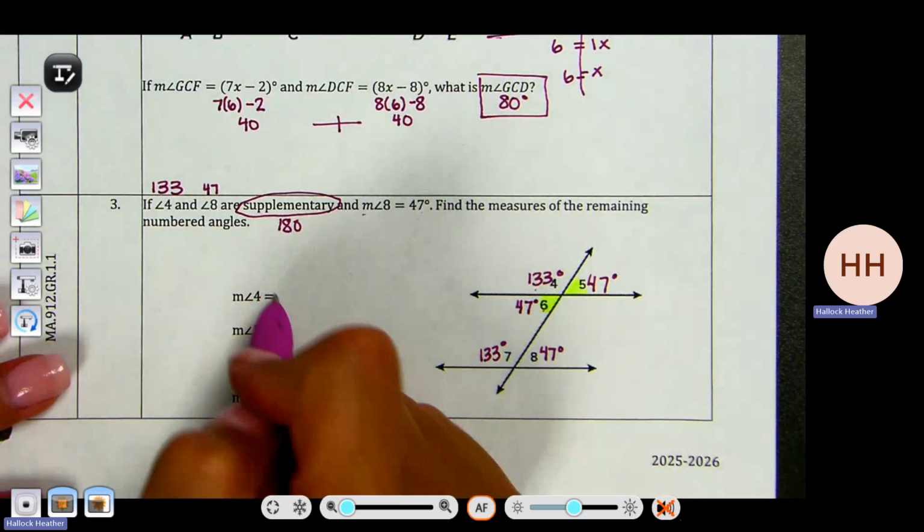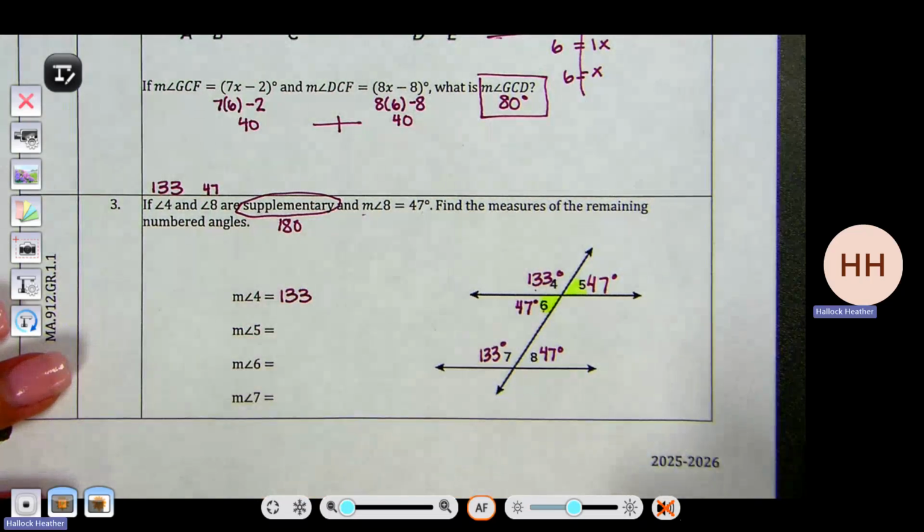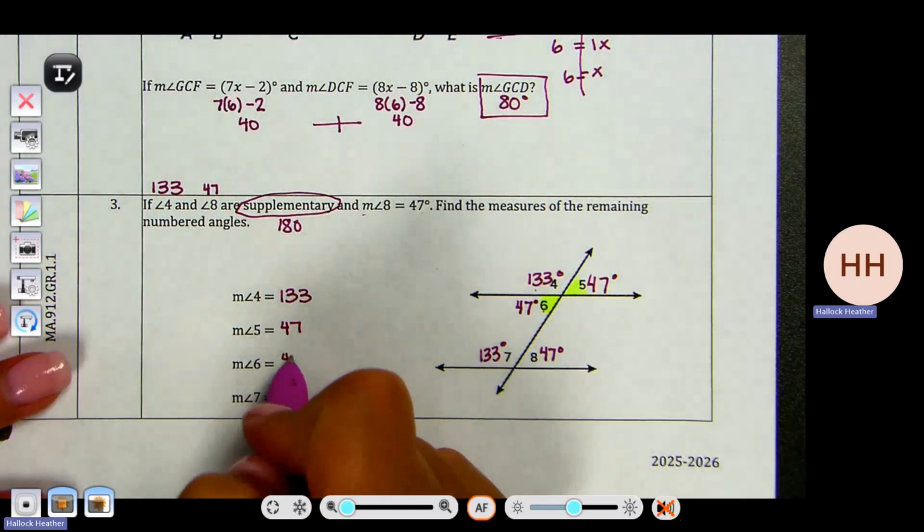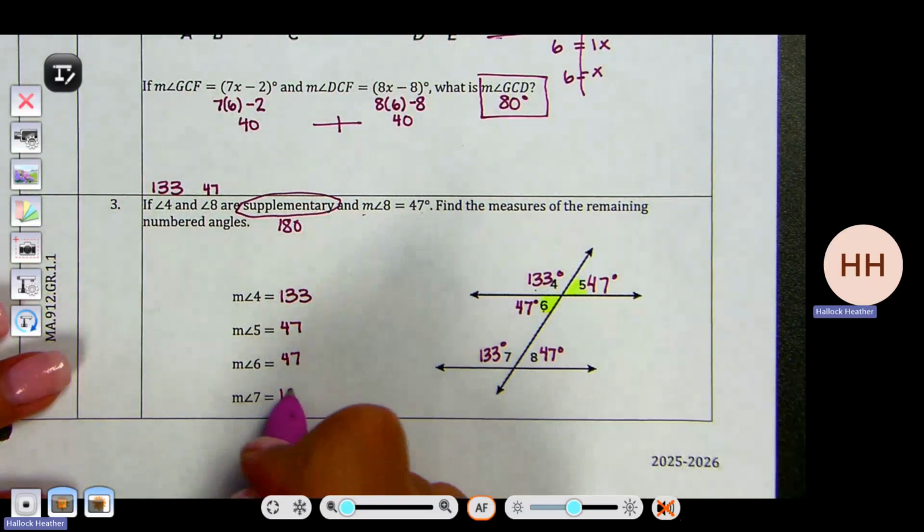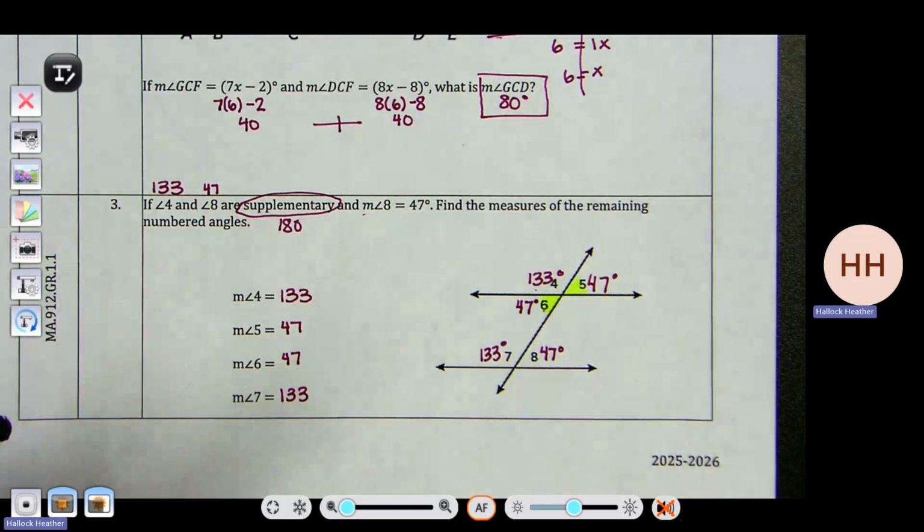So the measure of angle 4 is 133. Measure of angle 5 is 47. The measure of angle 6 is 47. The measure of angle 7 is 133.